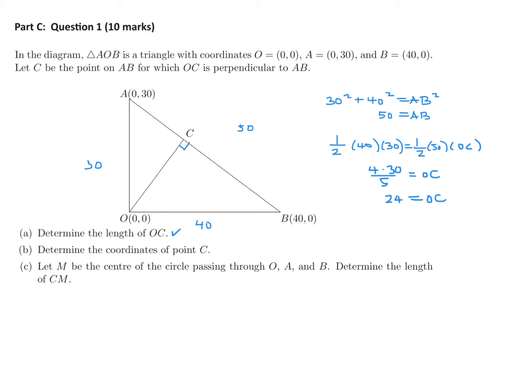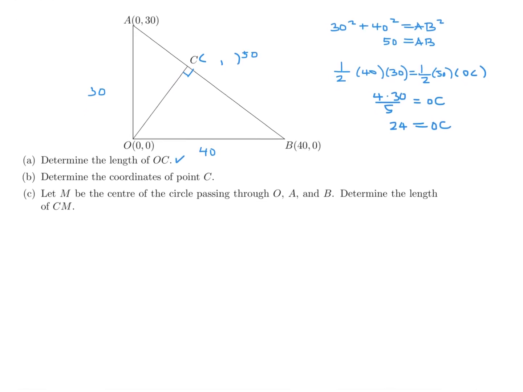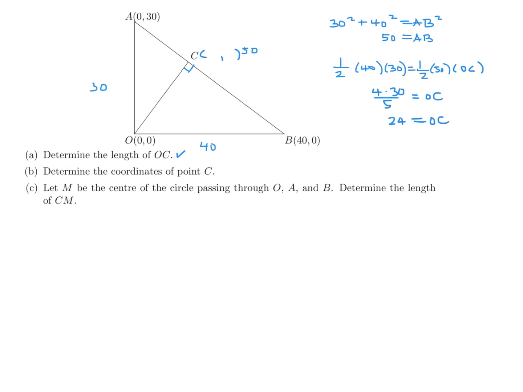Determine the coordinates of C. So they want me to figure out these coordinates here. Okay, well, let's take this one step at a time. Let's first figure out the slope of that line AB. That slope is rise over run, so that's going to be 30 minus 0 over 0 minus 40, which is negative 3 over 4. Now OC is perpendicular, so OC's slope will be the negative reciprocal of negative 3 over 4, which is 4 over 3.